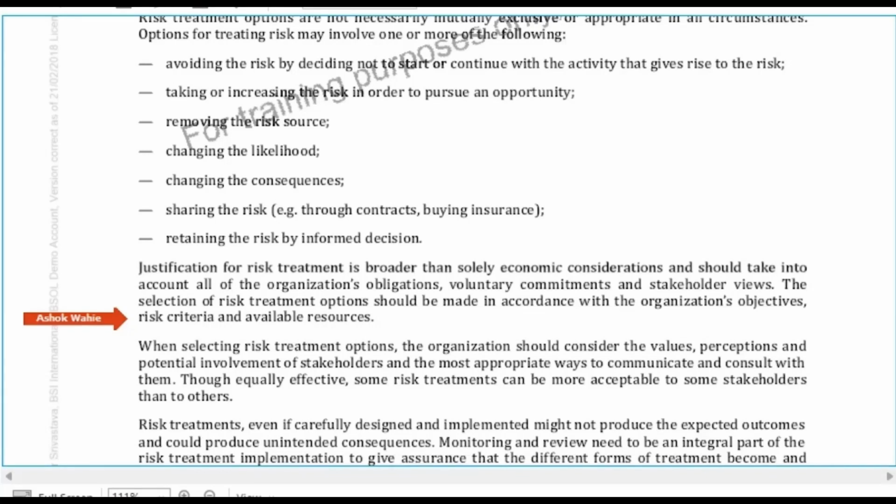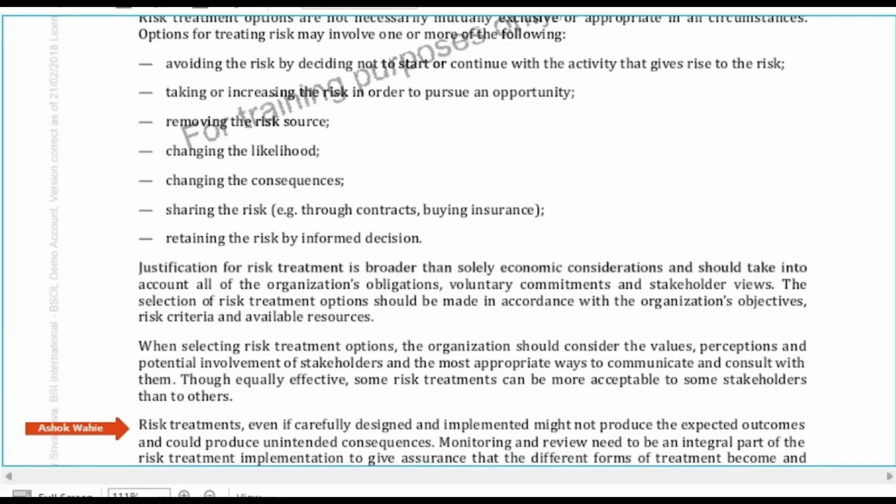So another important aspect of risk treatment is this. These are very important aspects you cannot forget. It is not necessary that whatever risk treatment options or controls you have chosen to change the likelihood or the impact, even if carefully designed and implemented, will produce the expected outcome. So even with the cab, even after putting in other controls, the cabs may still be late and there could be unintended consequences. So monitoring and reviewing need to be an integral part of the risk treatment implementation. This is the most important thing.